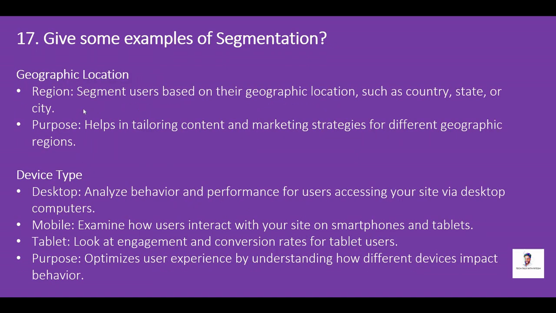Another example is geographic location, region. Segment users based on their geographic location, such as country, state, or city. It helps in tailoring content and marketing strategies for different geographic regions. Device type: desktop, mobile, tablet. Analyze behavior and performance for users accessing your site via desktop, mobile or tablet, and it optimizes user experience by understanding how different devices impact behavior.